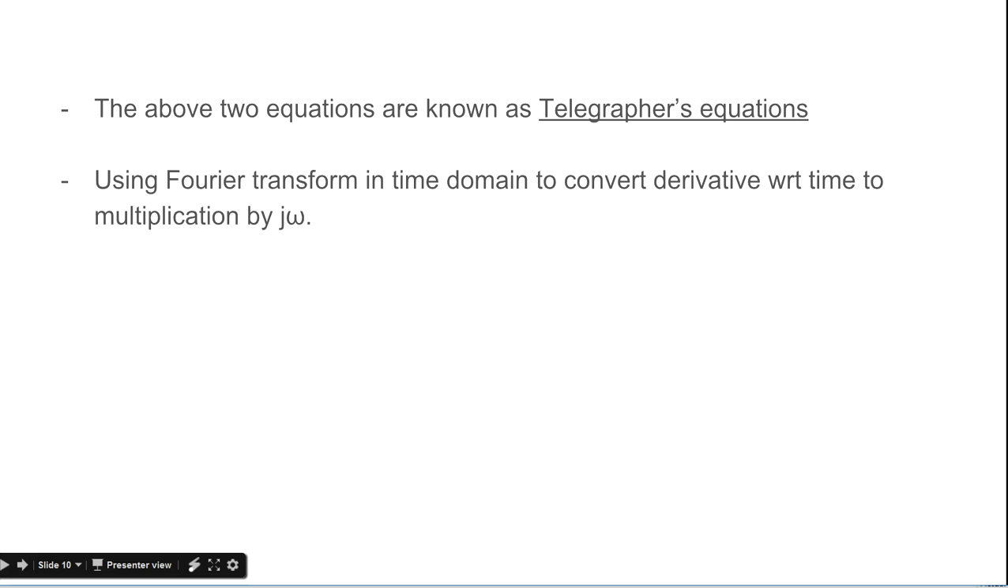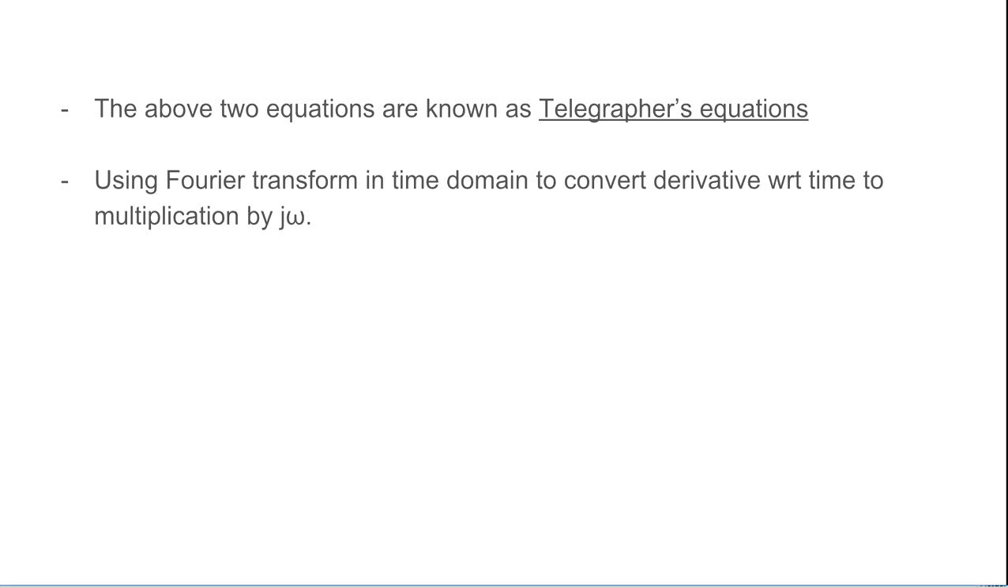Actually, here we can use Fourier transform in the time domain to convert the derivative with respect to time to multiplication by j omega. So class, just do it and tell me what this results in. Come on class, it's simple mathematics, 11-12 stuff.